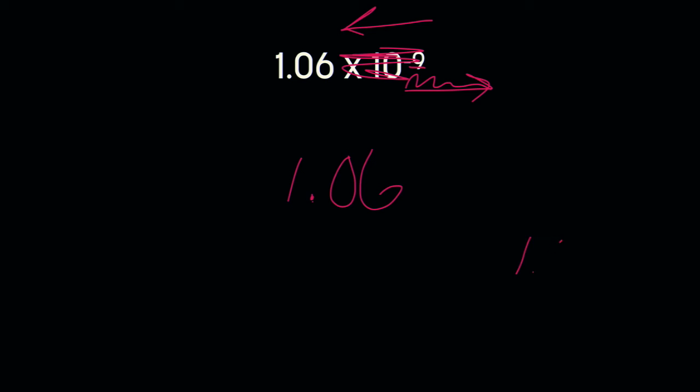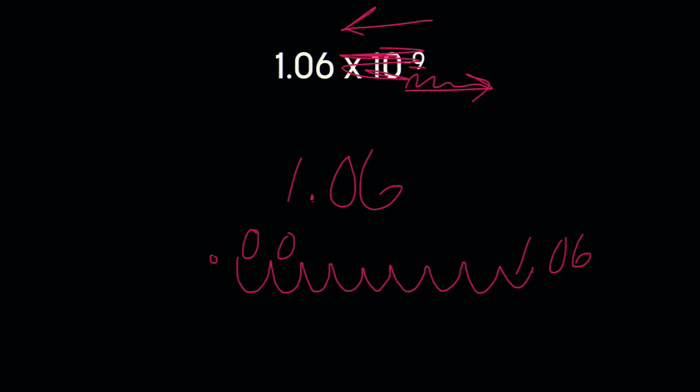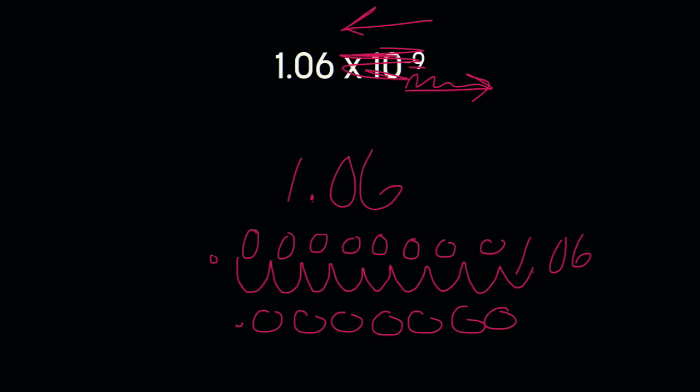I'm going to redraw that so I have enough room. So 1.06, 1, 2, 3, 4, 5, 6, 7, 8, 9. Here's my new decimal point. I'm going to fill in with zeros. And then I wind up with a number that looks like this. And that's scientific notation. Okay?